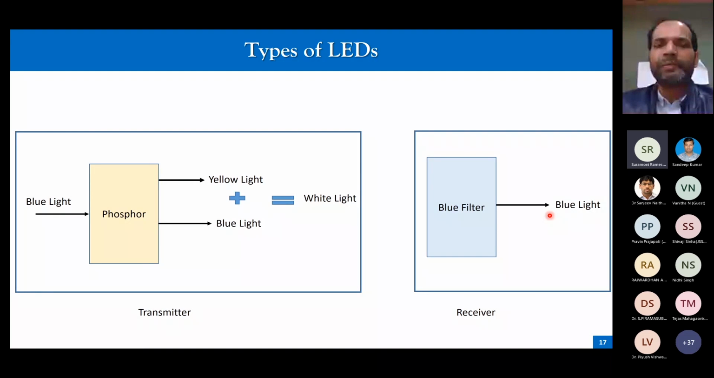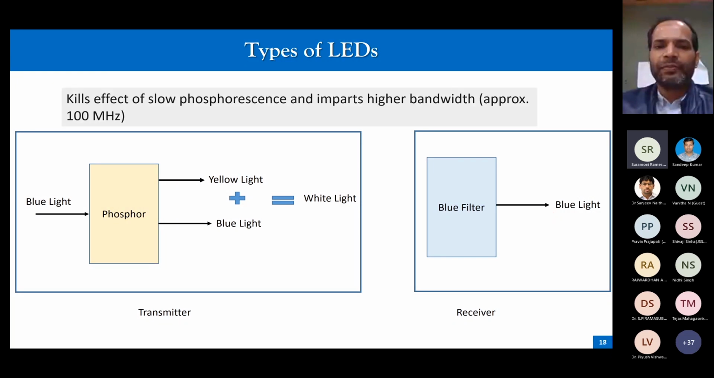So signal power reaching the photodiode will reduce. But if we want to increase the bandwidth, this is one way by which you can do this. Put a blue filter, only allow blue light, kill all the yellow light, and increase the modulation bandwidth of the sources. This is one idea that we can use. So the blue filter is what kills the slow phosphorescence and imparts higher bandwidth. After the blue filter, you can push this bandwidth from 3 to 4 megahertz up to 100 megahertz. So a lot of increase in this bandwidth.